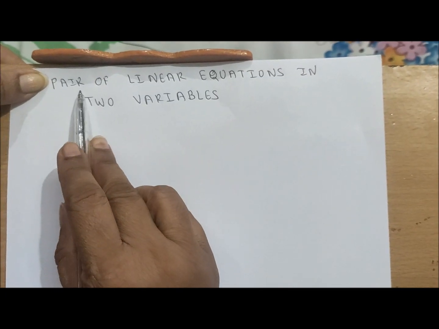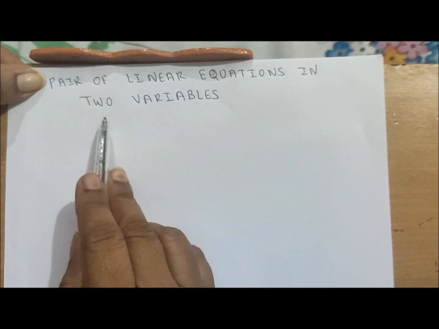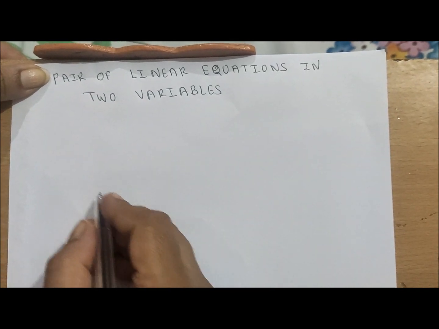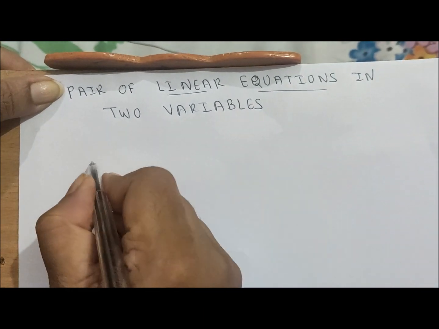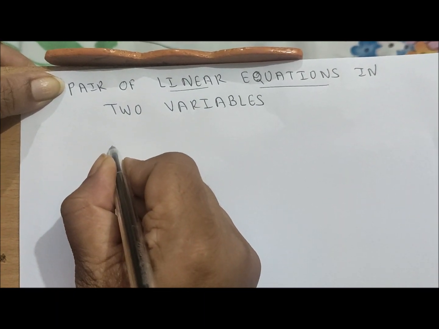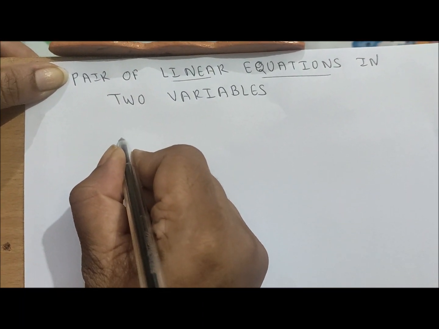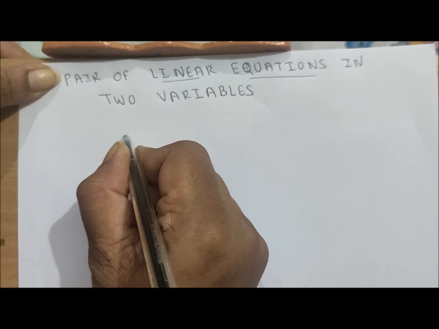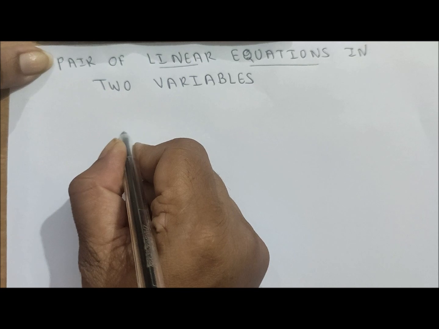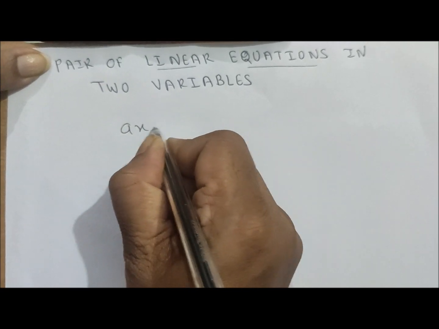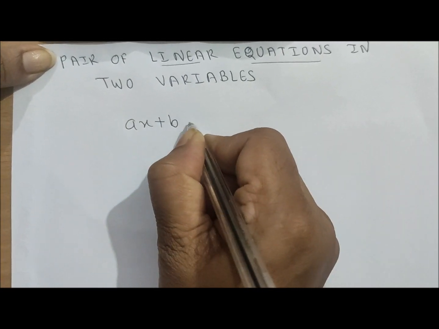Today we will study the chapter pair of linear equations in two variables. Now, what are linear equations? Algebraic equations in which the highest degree of the variable is 1, and which give a straight line when plotted in a graph, are known as linear equations.